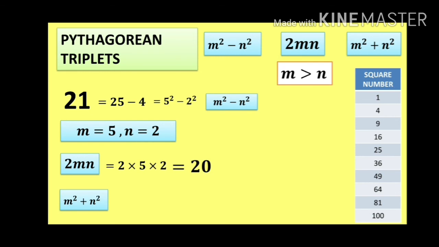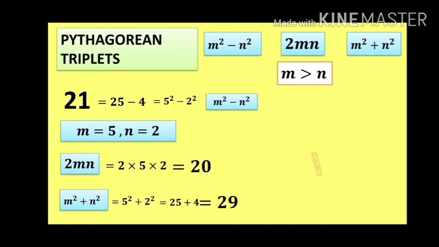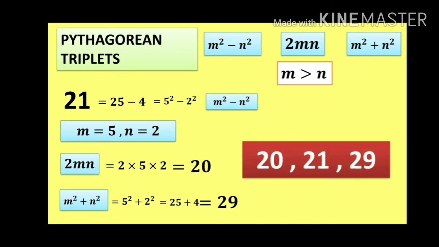Now the same way, by using m and n, we can find the sum of the squares, that is m squared plus n squared. That's the third member. So 5 squared plus 2 squared, we get 29. So here we can say that 21, 20 and 29 form a Pythagorean triplet.